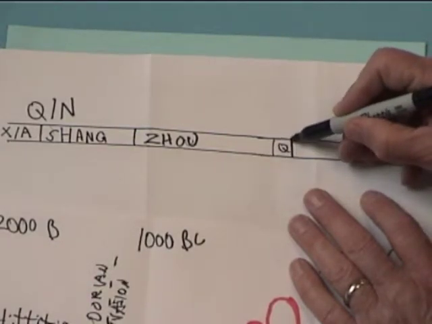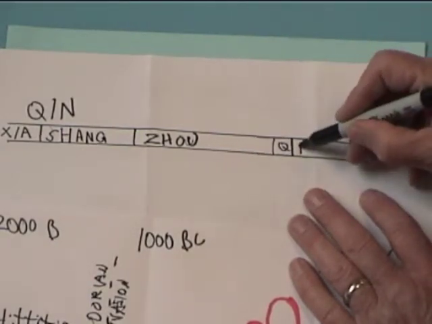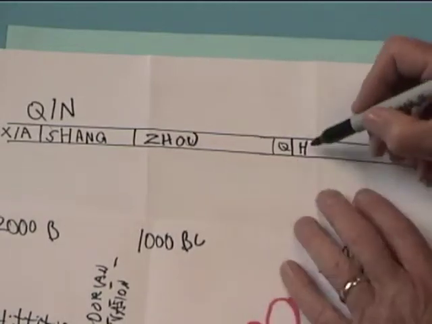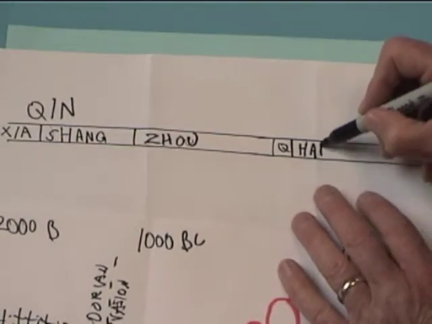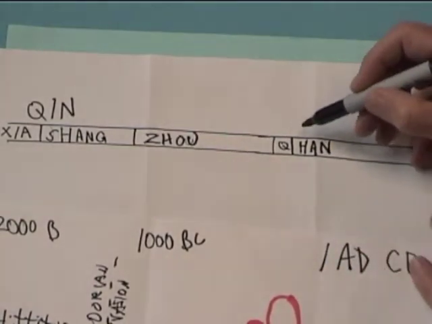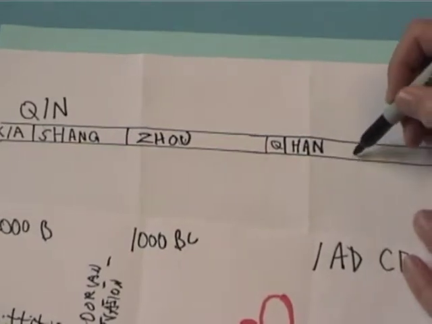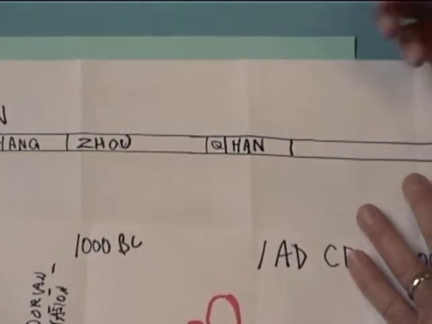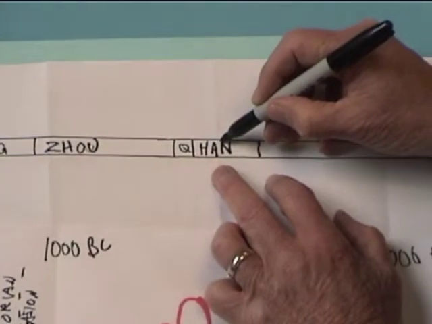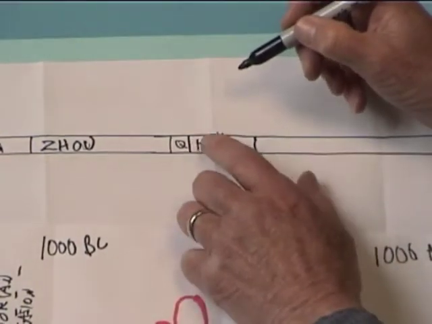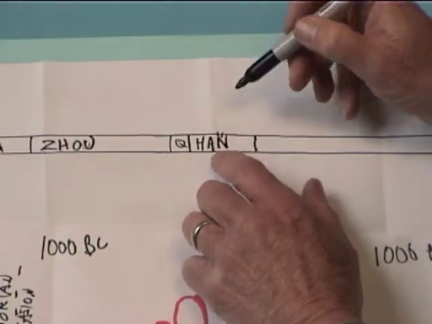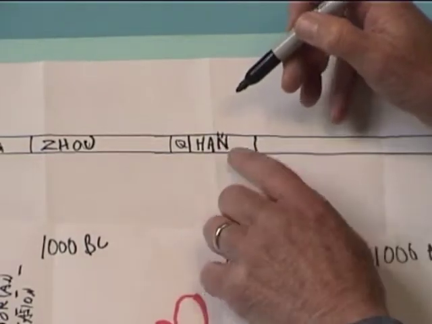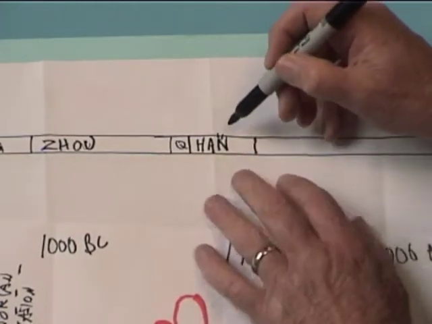and then its place was taken, this is in the 200s, by the Han dynasty, which is from the 200s BC all the way to the 200s AD, with a slight interference there from another dynasty that temporarily took over. That dynasty is called the Xin.